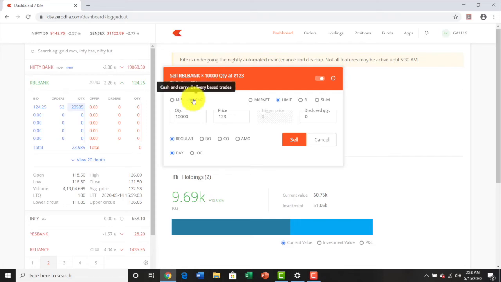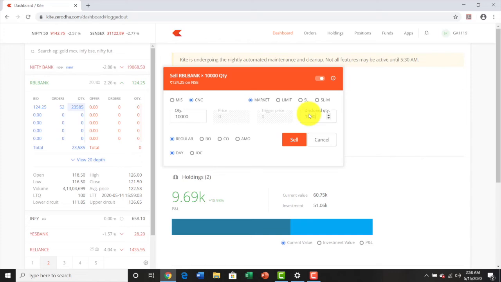Again, it's a very simple concept. If I want to sell the stocks that I own, let's say I own 10,000 shares of RBL Bank, and I want to sell them at the current market price, I simply put in a market order there. And I can put in the disclosed quantity here as 10,000.